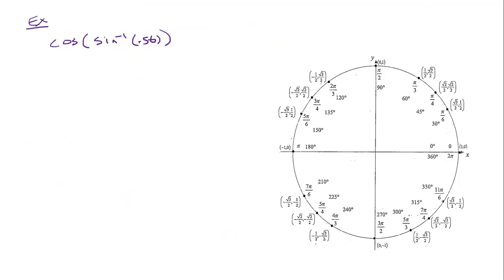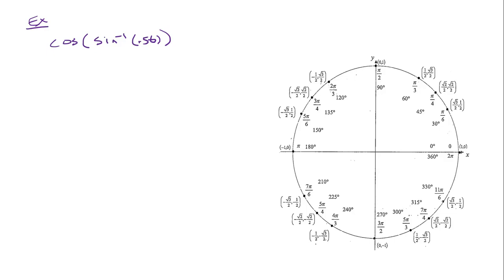Okay, so let's look at this next problem. We have cosine of inverse sine of 0.56. Go ahead and pause this video and see if you can figure this one out first. Okay, hopefully you had an opportunity to figure this problem out. We will definitely need to use our formula sheet here.